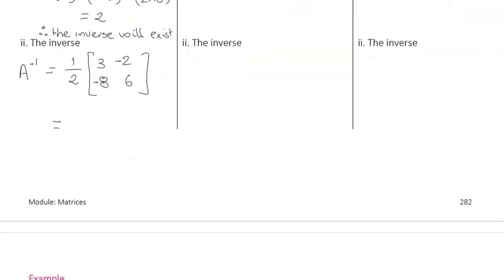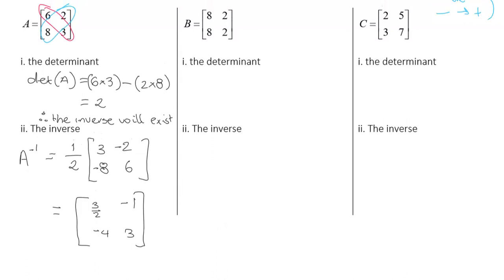And so we will have 3 on 2, negative 4, negative 2, oops, no we won't, negative 1, and 3. There you go.